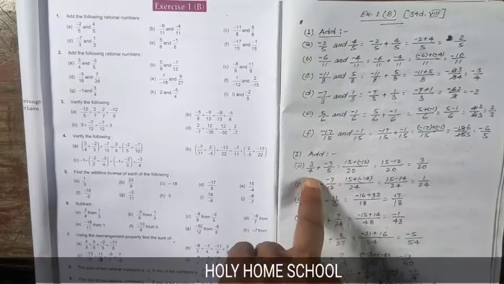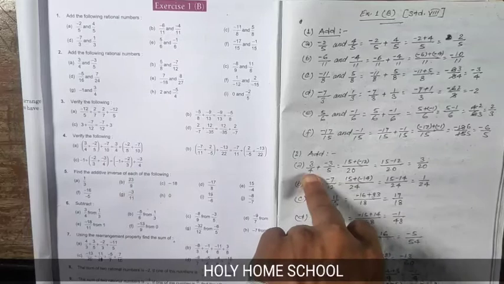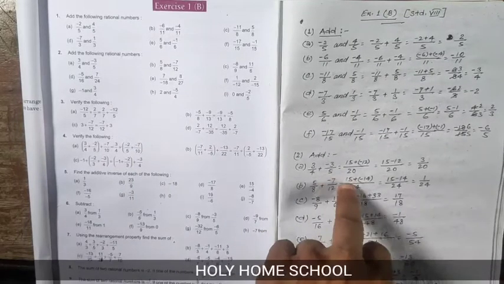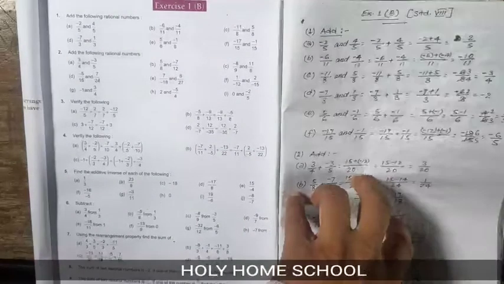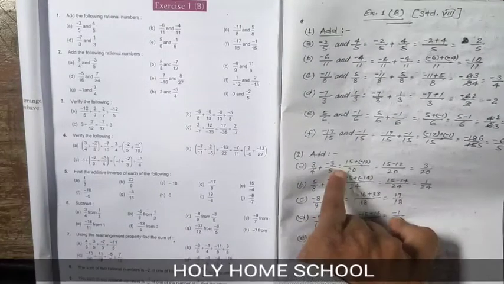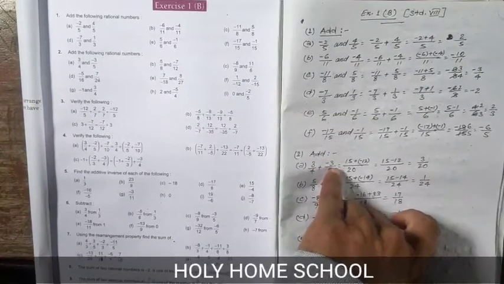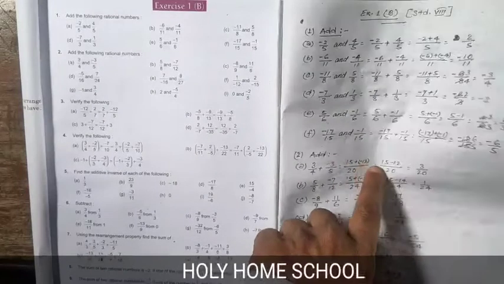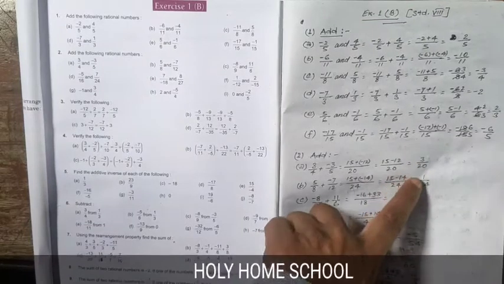So observe here: 3 by 4 plus minus 3 by 5. Denominators are 4 and 5. The LCM of 4 and 5 will be 20. Divide 20 by 4, 5 times. 5 multiply 3, 15. Divide 20 by 5, 4 times. 4 multiply minus 3, minus 12. 15 plus minus 12 will be 15 minus 12 by 20, that will be 3 by 20.